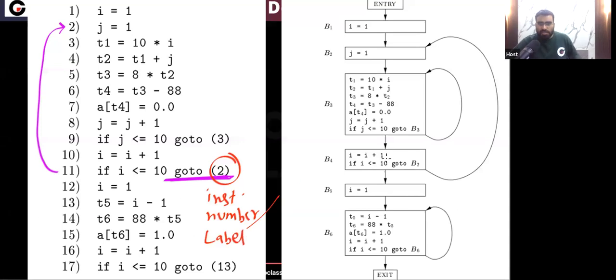But notice, here I am putting the block label. Here I am putting the basic block name. This observation you make, a very simple observation, not very important. No one will ask you in the GATE exam, but here we are putting the block number.